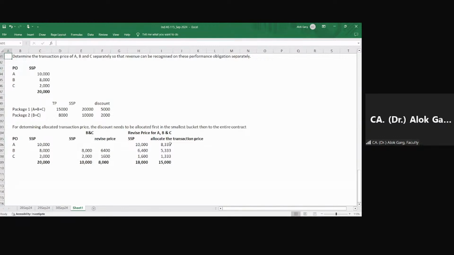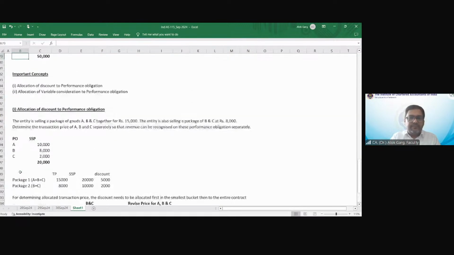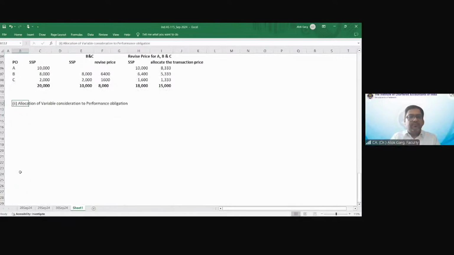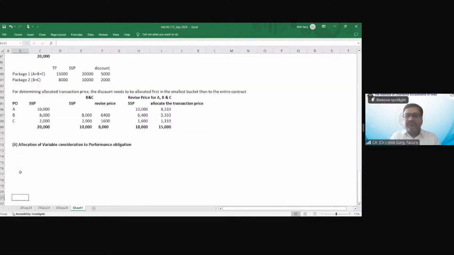Allocation of variable consideration. Mamta, I'll answer your query. Just hold on for a minute. Let me complete this and then take your query. Probably you will get your answer when I move on and pick some illustration also.